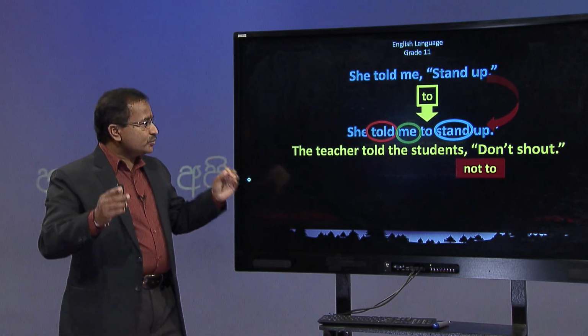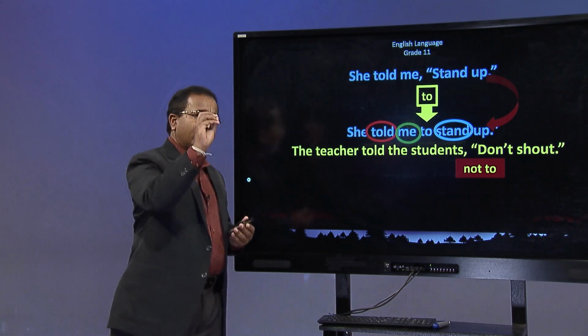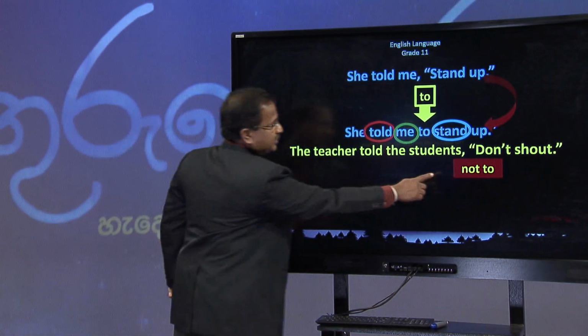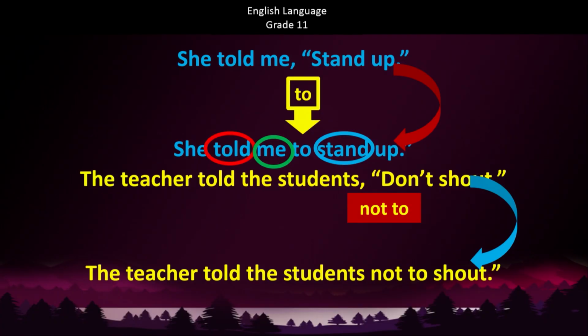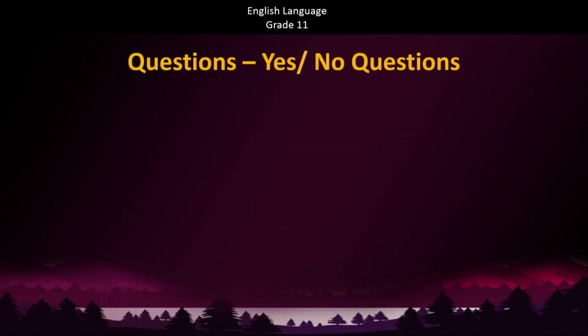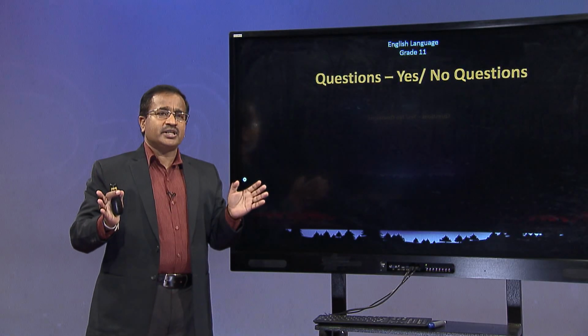The teacher told the students, don't shout. Here we are using a negative imperative. Since we are using a negative imperative, children, you have to use not to. So, the teacher told the students not to shout. Look at this. The teacher, then the verb of the reporting clause, then the noun or the pronoun, the students, then not to. After that, the infinitive. The teacher told the students not to shout, right? Okay. So, that is about imperatives.